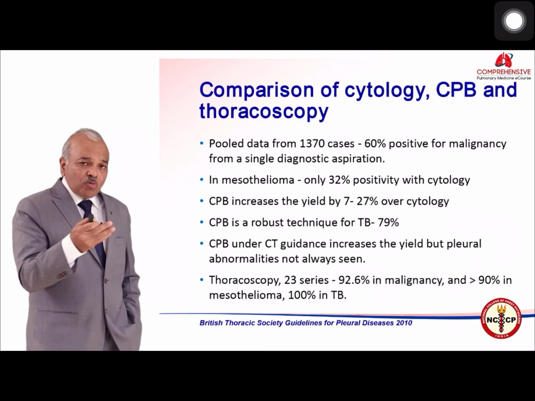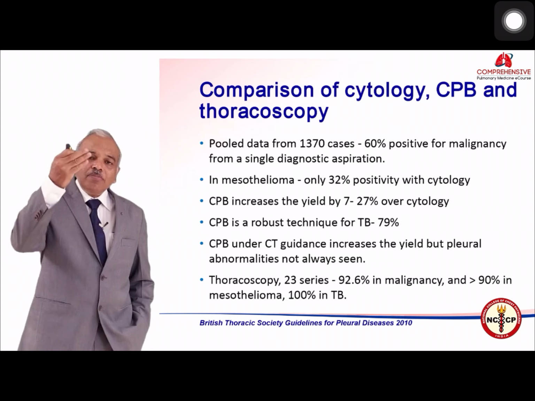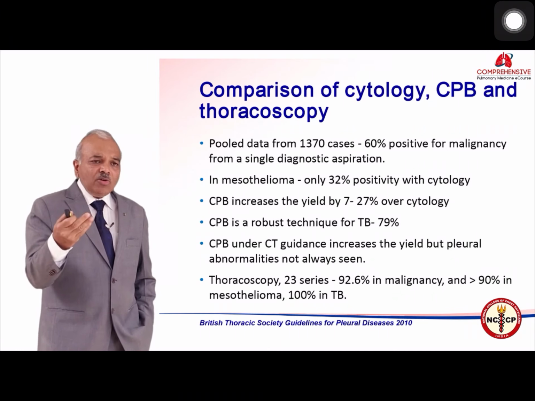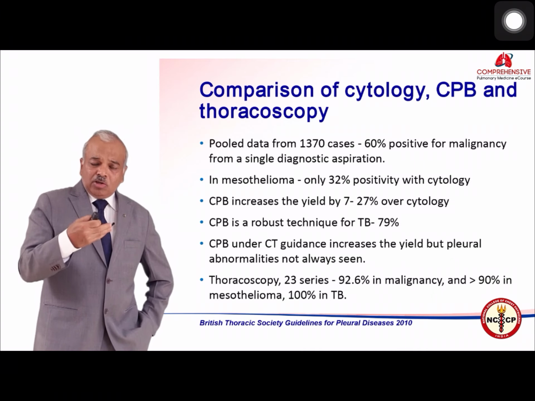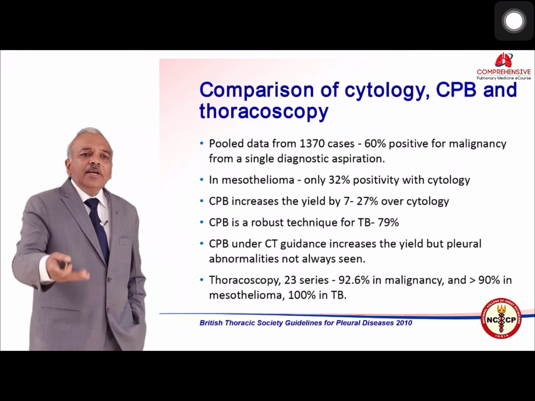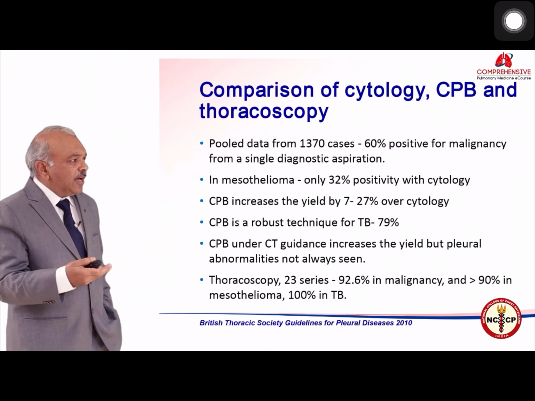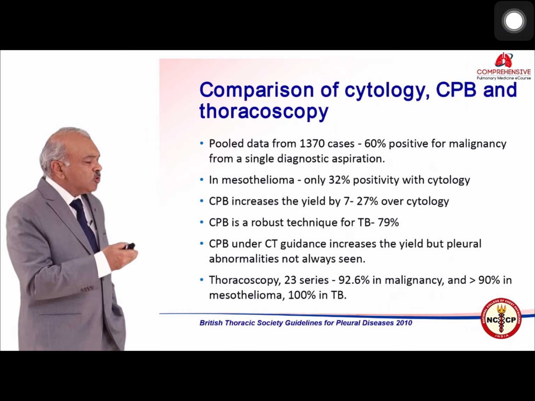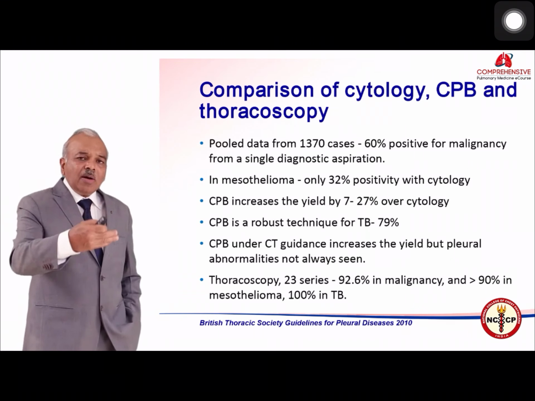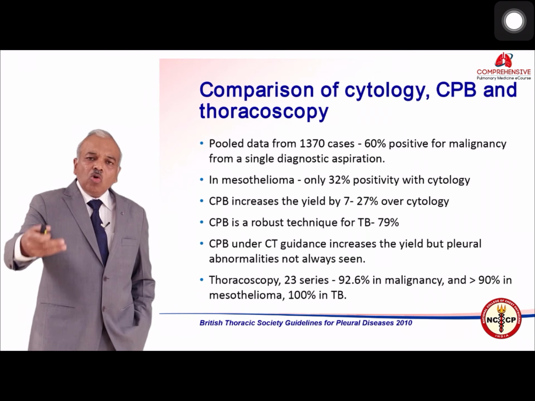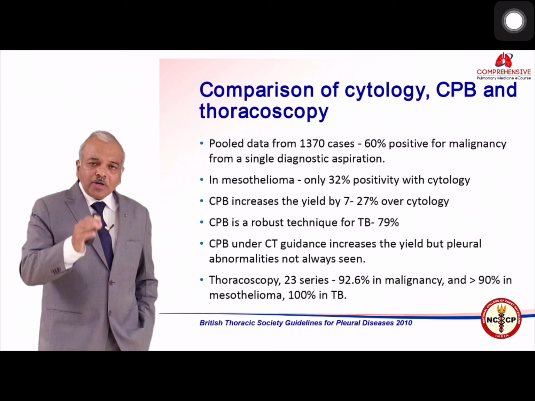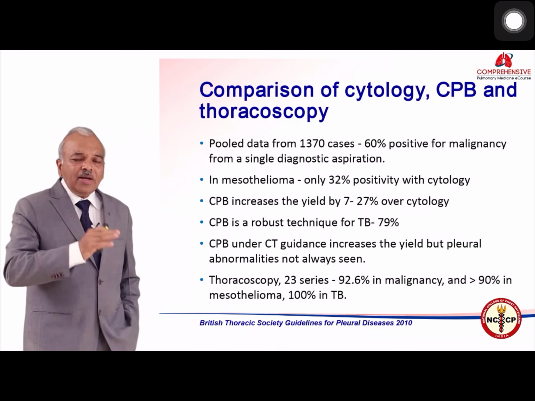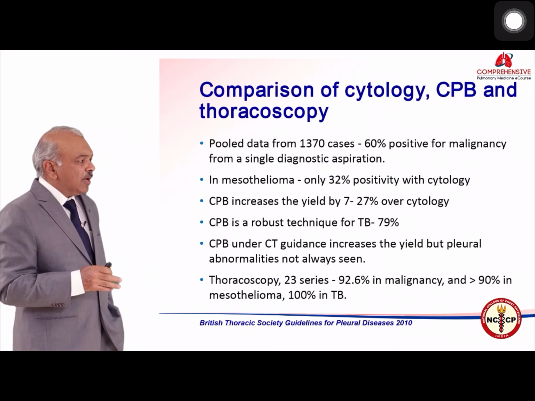In mesothelioma, surprisingly, you find that the pleural cytology is only about 30%. For some unknown reasons, the mesotheliomas do not shed the cells into the pleural fluid, and therefore the cytology is even lower. The closed pleural biopsy increased the yield by about 7 to 20% over the cytology. However, still there were about 20% of cases which were not diagnosed by either of these two procedures.